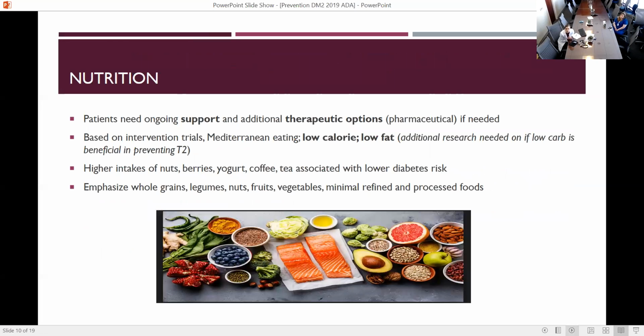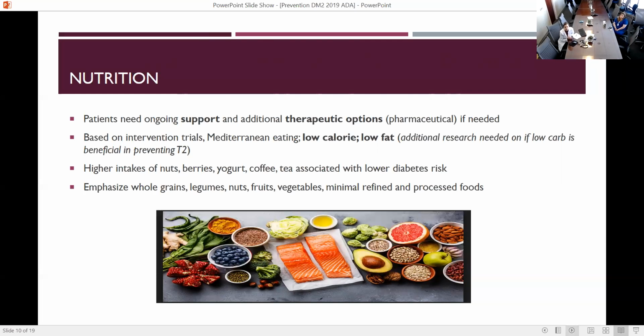So nutritional support, of course, is ongoing, but sometimes it might also be beneficial to try something like metformin or some pharmaceutical agents that might assist with weight loss. The Mediterranean diet is something they went back to a lot, where it's low calorie, low fat.